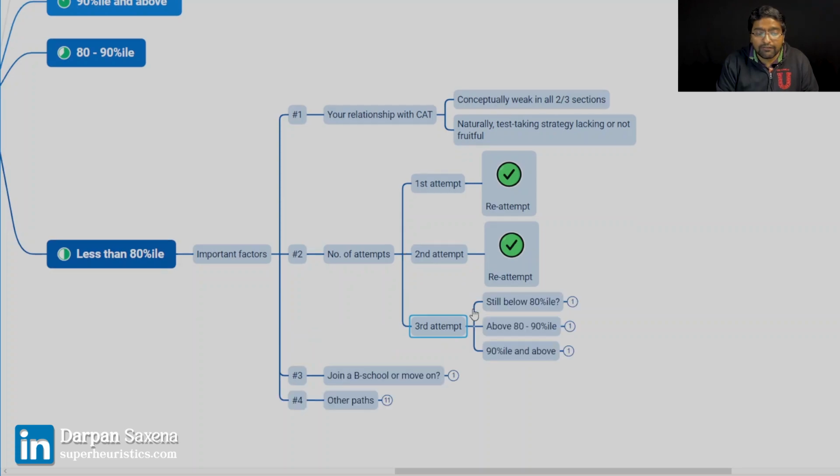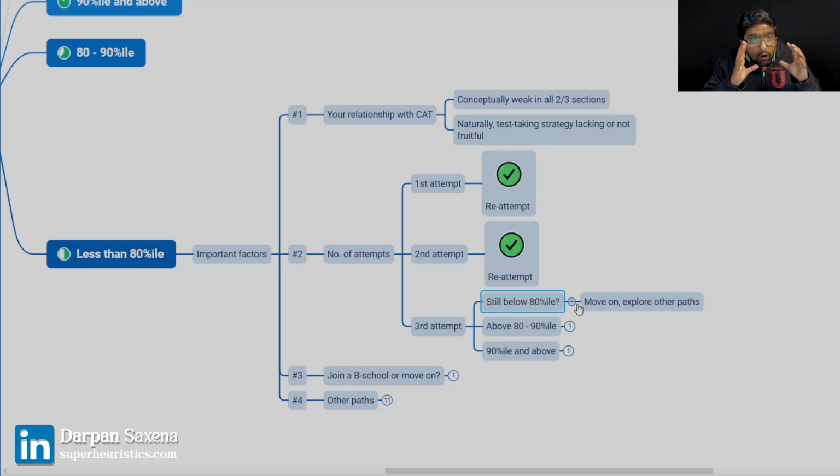In the third attempt, a very simple advice to you, and this is what it is. Even if this was your third attempt and you've scored below 80 percentile in this, then I would just advise you to please move on, explore other paths. It's absolutely fine. Only 2 lakh aspirants appear for CAT. Only 1.5 lakh, 1 lakh students do MBA each year.